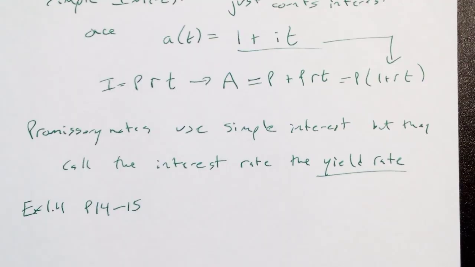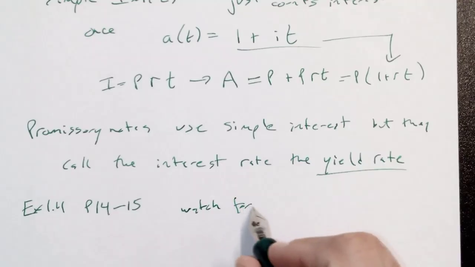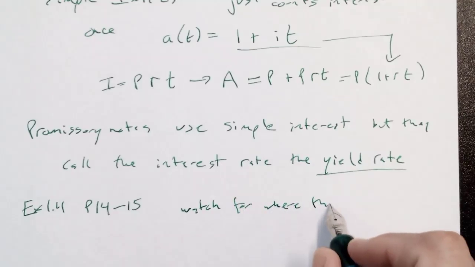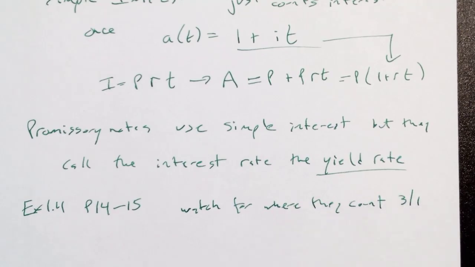In the example, there's a sell date of March 1st. One person sells it to another, and then they sell it again on March 1st. Look carefully at where they count March 1st versus where they don't. They go through by number of days. So we need to watch. I want you to read this example and watch where they count March 1st.